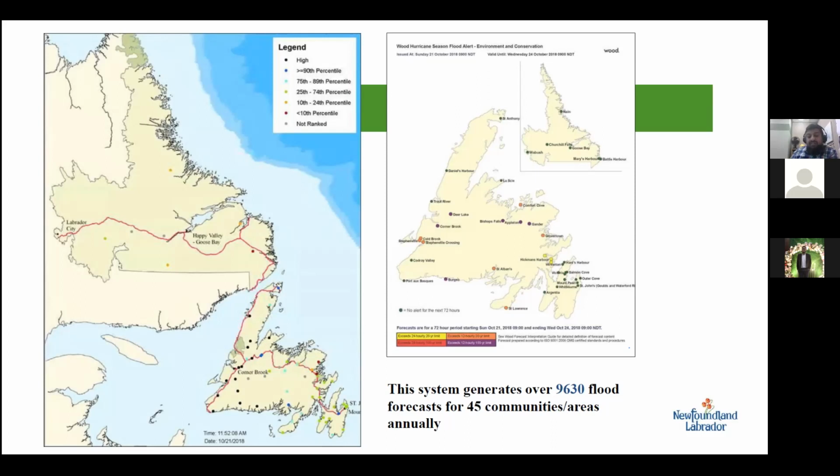It's not a perfect system, but it's been very, very successful. Every year, this generates around 9,630 flood forecasts for these communities. And we issue anywhere from 40 to 80 actual flood alerts every year. So it's been very, very successful. This piggybacks on our flood risk mapping program.